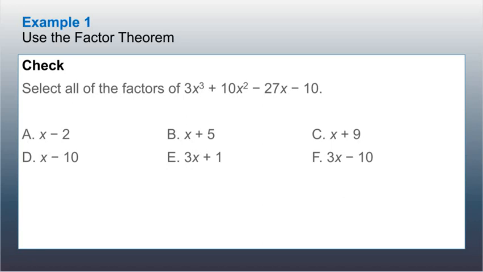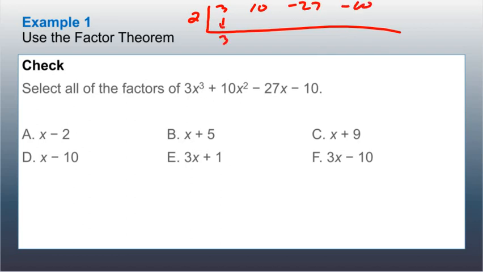So check A. So if I had 2 here, this would be 3, 10, negative 27, negative 10. Bring down the 3, so this would be 6, 16, 32, gives us a positive 5. This will give us a positive 10, which gives us 0. So A is a factor. This would be 3x squared plus 16x plus 5.